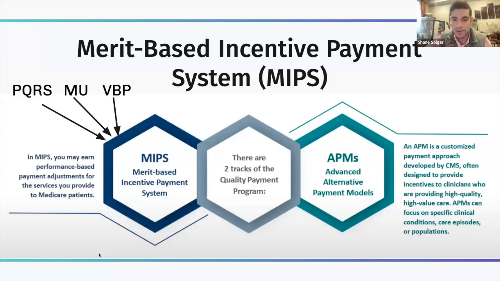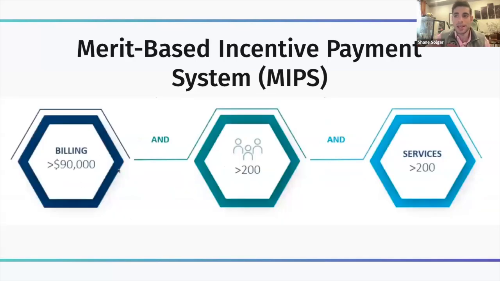As emergency providers, it's more likely that we're going to interact with MIPS because if you fulfill certain criteria, such as billing for more than $90,000 a year, seeing more than 200 patients, and providing more than 200 different services, you actually have to partake in MIPS, which most EDs will fulfill these criteria. The only exceptions are if you don't meet these minimums, if you're a brand new enrollee to Medicare, if you're not considered an eligible physician, or if you're participating in an Advanced Alternative Payment Model or an APM.